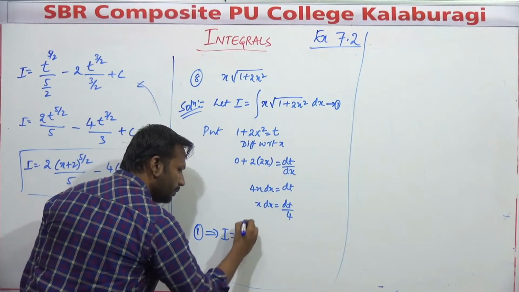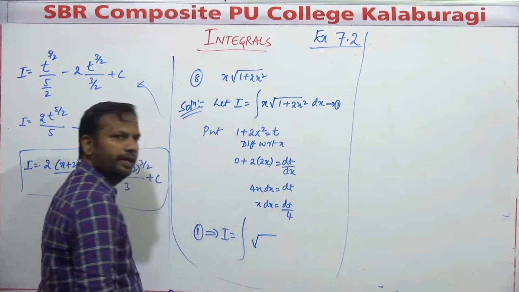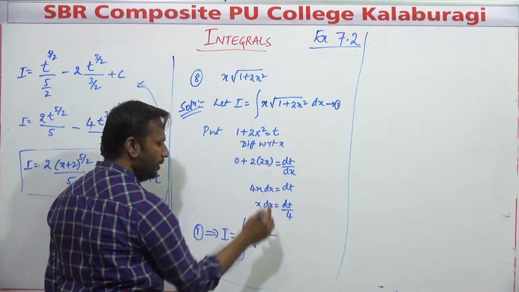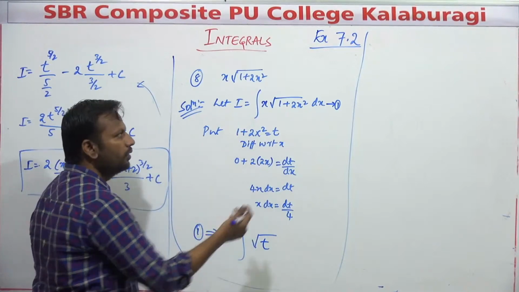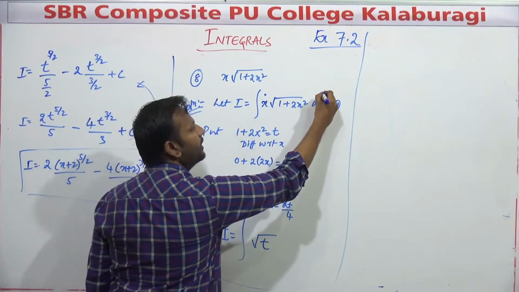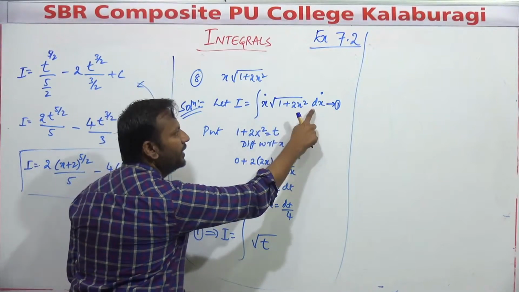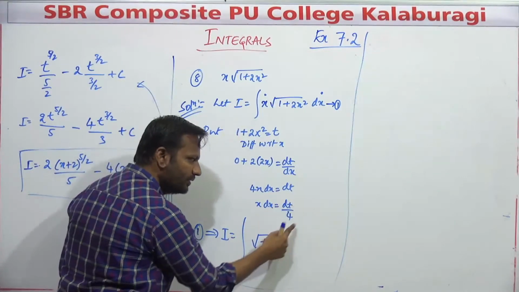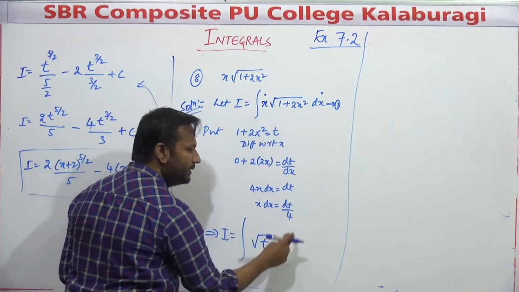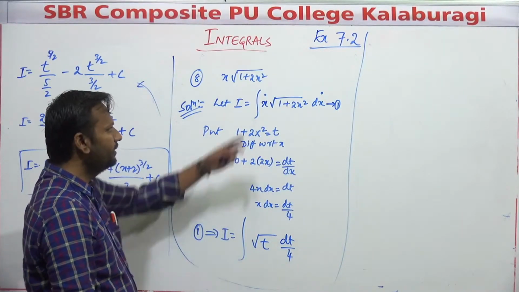So I is equal to the integral of root of 1 plus 2x square. What is 1 plus 2x square now? It is t, so the root is root t. What are the remaining things? x and dx. Is x into dx the differentiable factor? Yes. We have to replace x dx by dt by 4. So we made it in the simplest form.